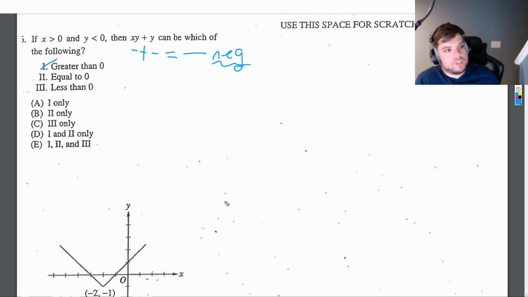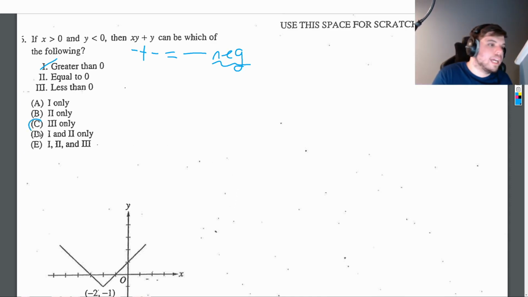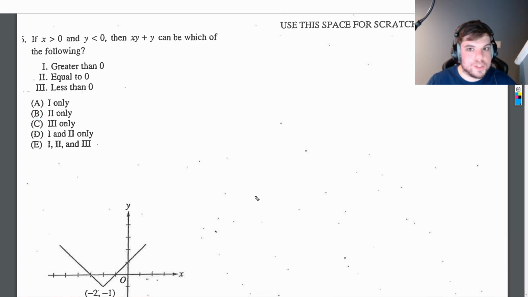The question is, could it be equal to 0? I'm going to circle C because I know it can be negative, and my reasoning here does not allow for it to be 0. If x is greater than 0 and y is less than 0, there are no less-than-or-equal-tos or greater-than-or-equal-tos. These are strict inequalities. So for x times y, if one is positive, the other is negative, this has to be negative. It cannot be 0. y has to be negative. It cannot be 0. So we are taking two negative numbers and adding them together, which makes a negative number. This number is guaranteed to be negative. I am very positive in that answer. I'm very confident in that answer. Okay, so 6 is C.